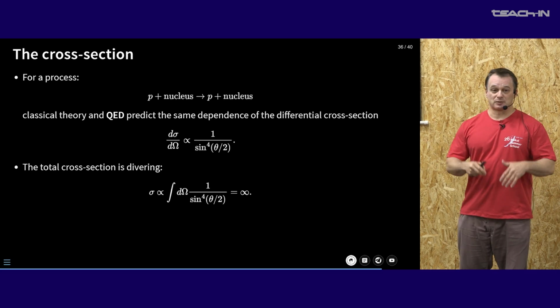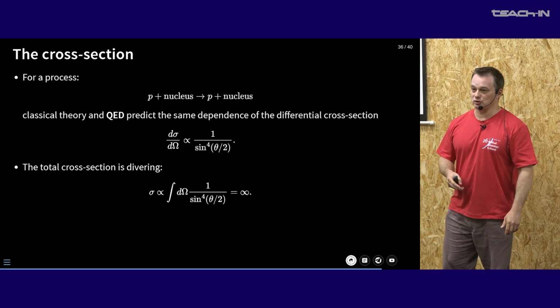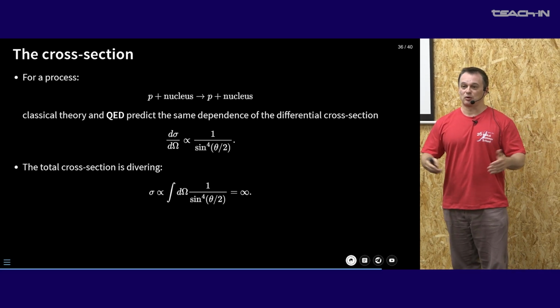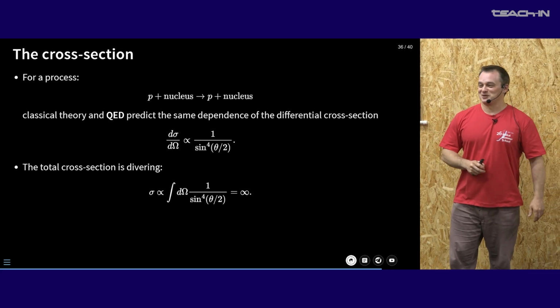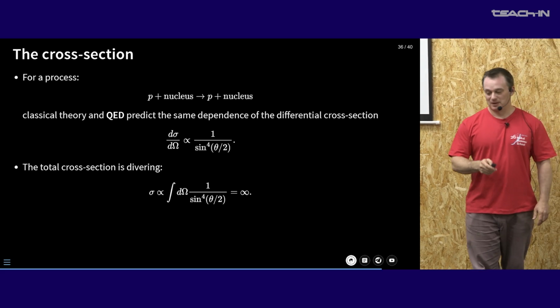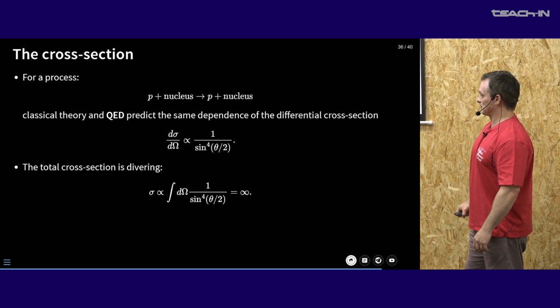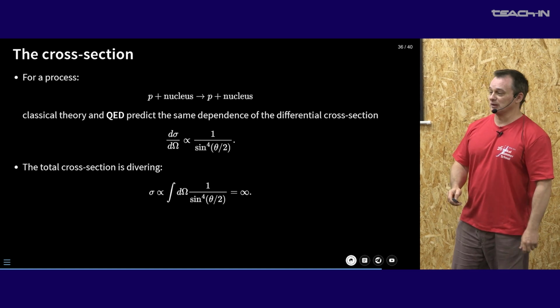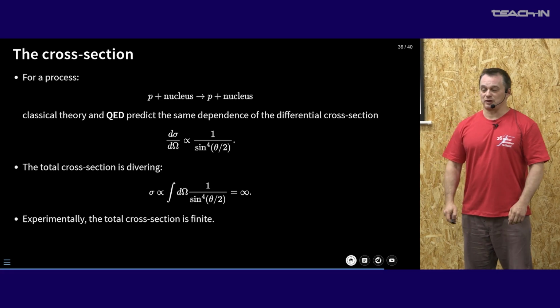But apparently, experimentally, this is nonsense. We never measure an infinitely large cross-section. We never measure an infinitely large number of events. Otherwise, we would be very lucky: we would make very small detectors and get a lot of statistics. But nature is not giving us this gift. So the experimental cross-section is actually finite. What is the reason for this discrepancy?